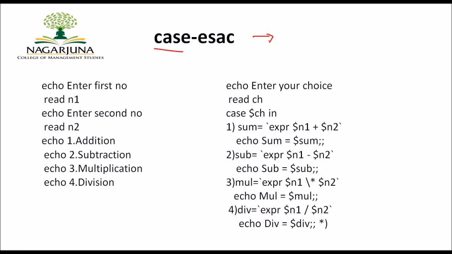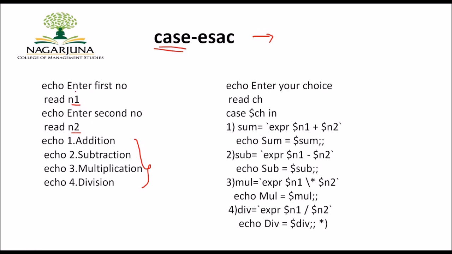So if I would like to develop a simple menu driven program to design a calculator, then I can definitely go with a case statement in a shell program. So here I have a simple example for that. I will take two different numbers, n1 and n2, and I'll perform these four basic operations on n1 and n2 based on your menu driven option.